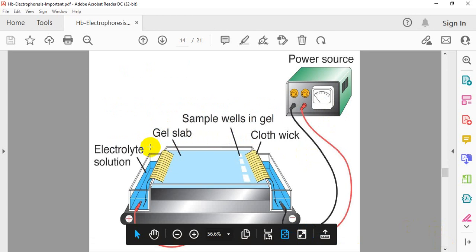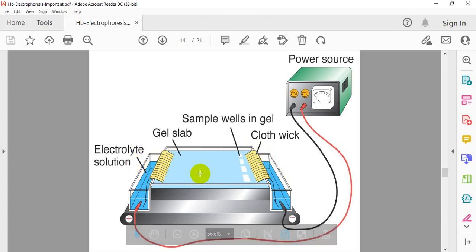So this is a setup. We have the buffer and the wick, which supports the gel slab. This is a gel, not a paper. It's just to illustrate to you. So these are the sample wells in the gel. This is where we put samples 1, 2, 3, 4. This one has 4 sample wells, so 4 samples should be put. One is supposed to be a control, and the 3 are patient samples.